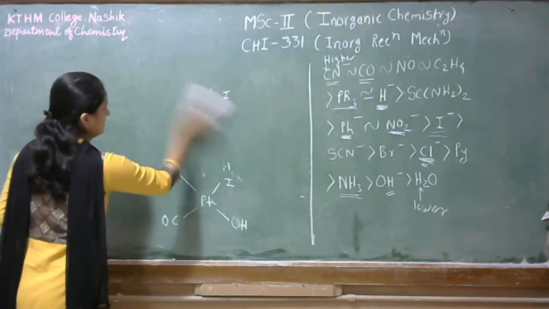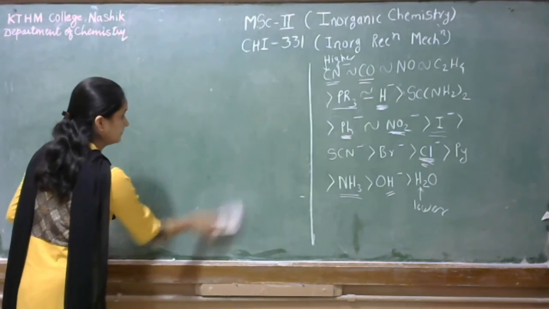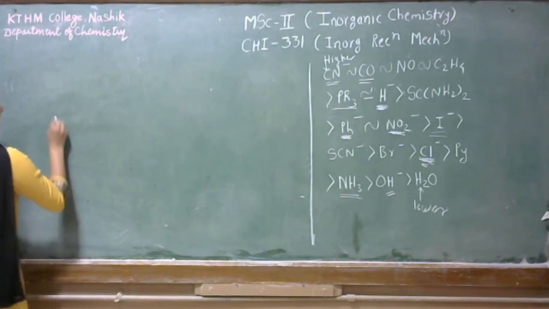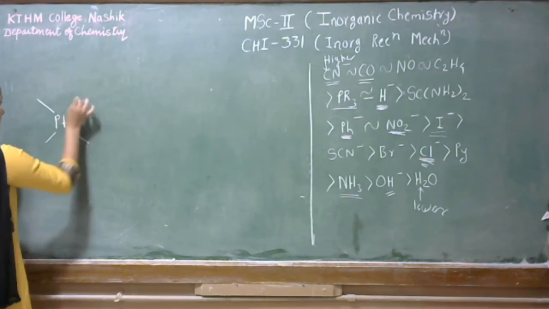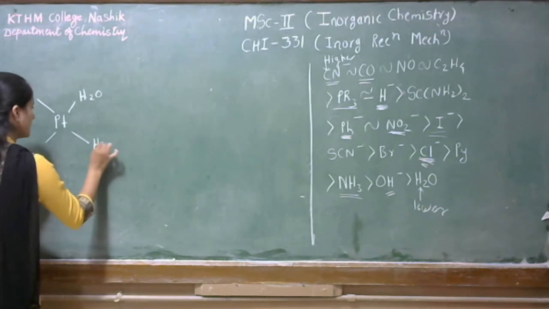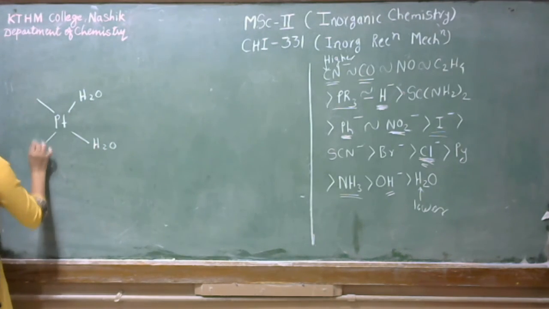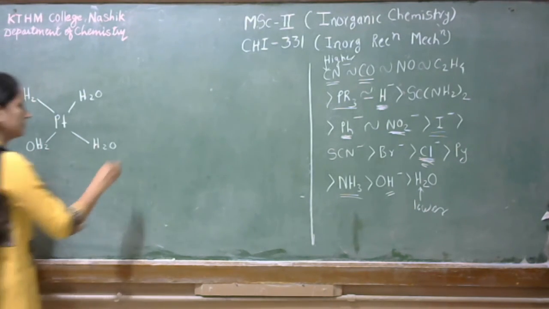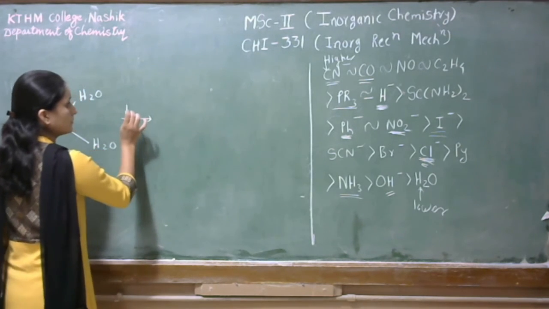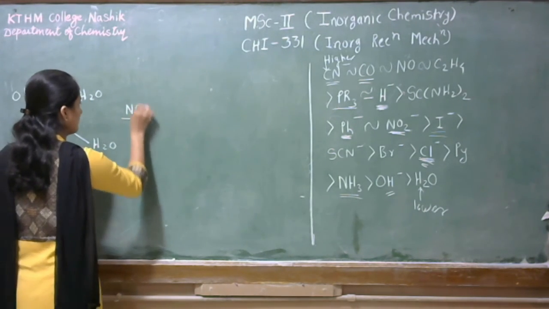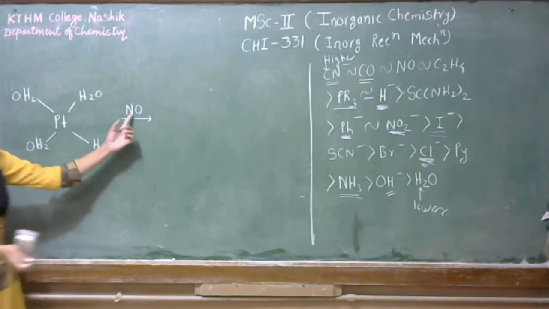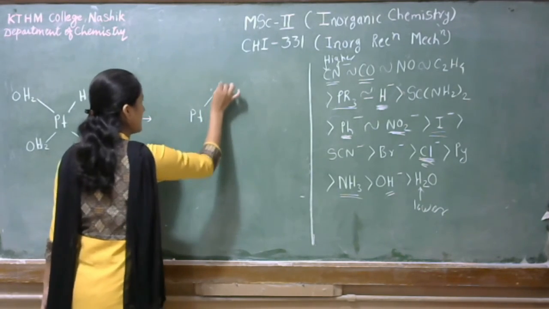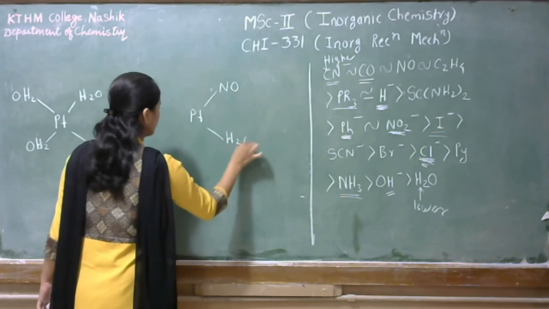Let's see another problem. Pt(H2O)4. When we treat NO with this complex, obviously one H2O gets replaced by this NO, so we get such a type of isomer.